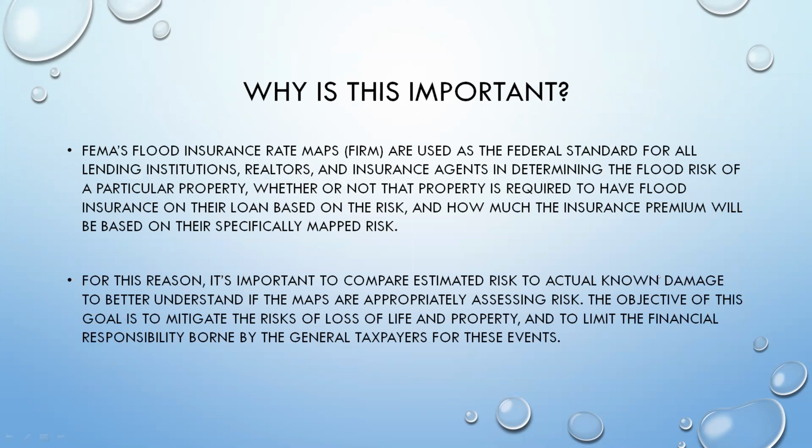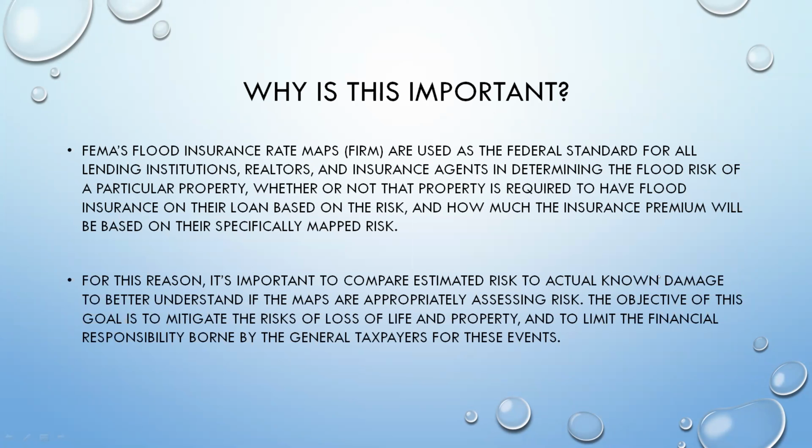So why is this important? It's important because FEMA's flood insurance rate maps are used as the federal standard for all lending institutions, realtors, and insurance agents in determining the flood risk of a property. So whenever a home loan is taken out for a mortgage, whenever flood insurance is assessed through an insurance agent for a property owner, they're always using the flood insurance rate map that FEMA produces to determine how much flood risk this property is at and how much coverage it needs in order to properly cover the loss to their property and to their belongings.